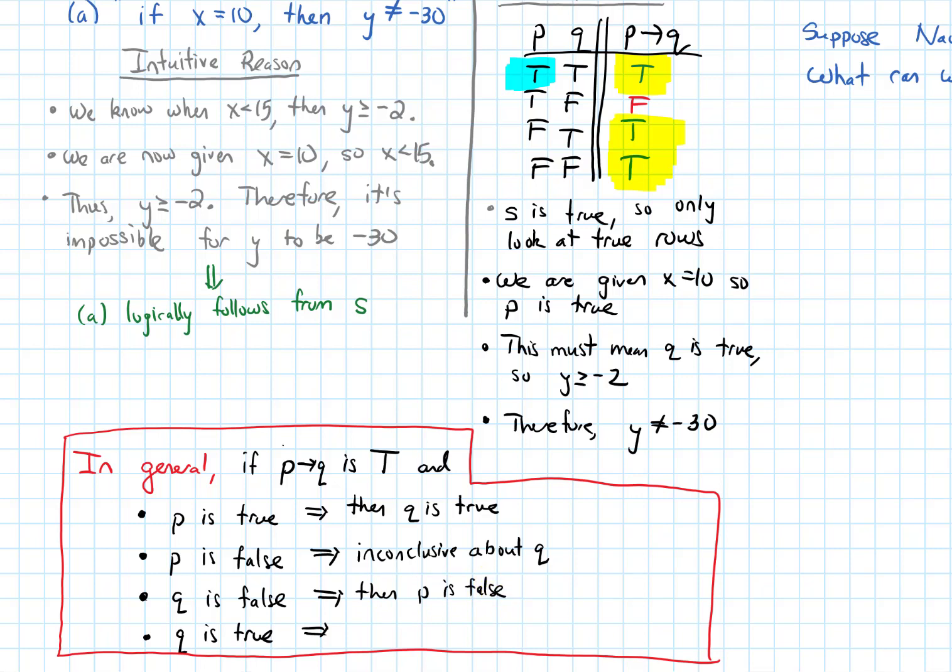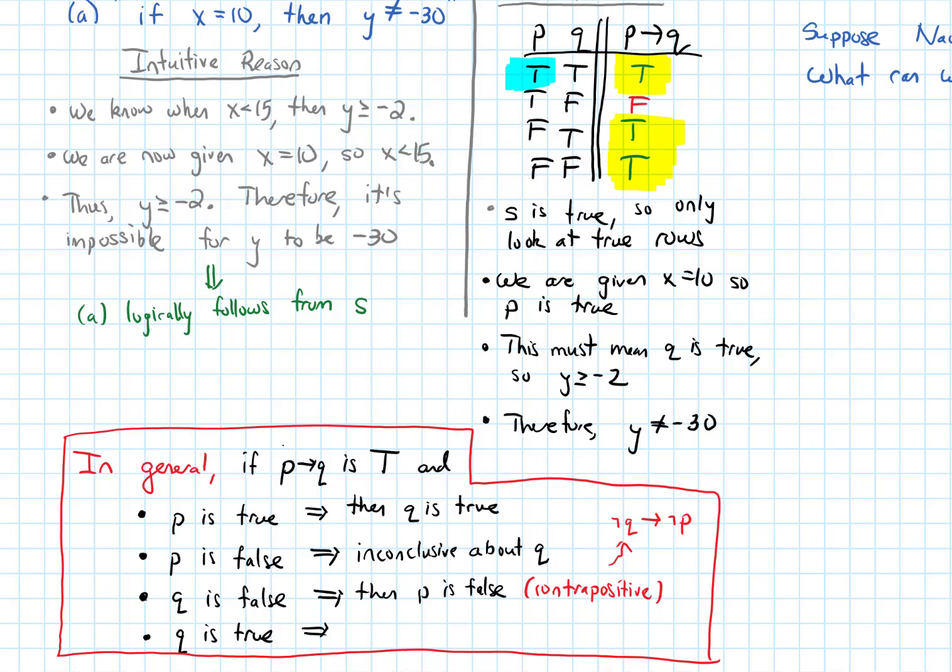You might have recognized that this kind of looks familiar. If you're looking at an implication P implies Q, and that's true, if Q is false, then P is false. That is the contrapositive. And the contrapositive here would be that not Q implies not P.